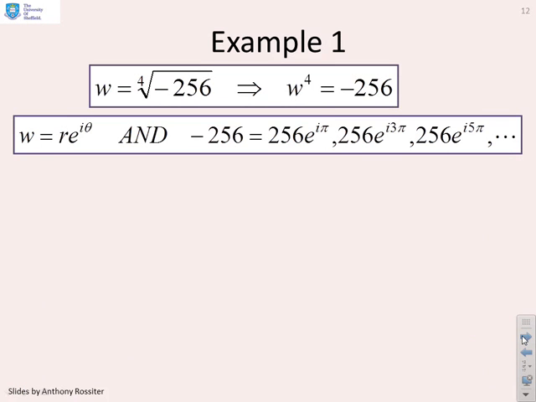So here's an example. w equals the fourth root of minus 256. Or in other words, using this sort of inverse problem approach, we're going to try and solve w to the 4 equals minus 256. The first step, as ever, write w in exponential form. There it is, w equals r e to the i theta, and write minus 256 in exponential form. So there we have minus 256 equals 256 e to the i pi, or 256 e to the i 3 pi, or 256 e to the i 5 pi, and so on.